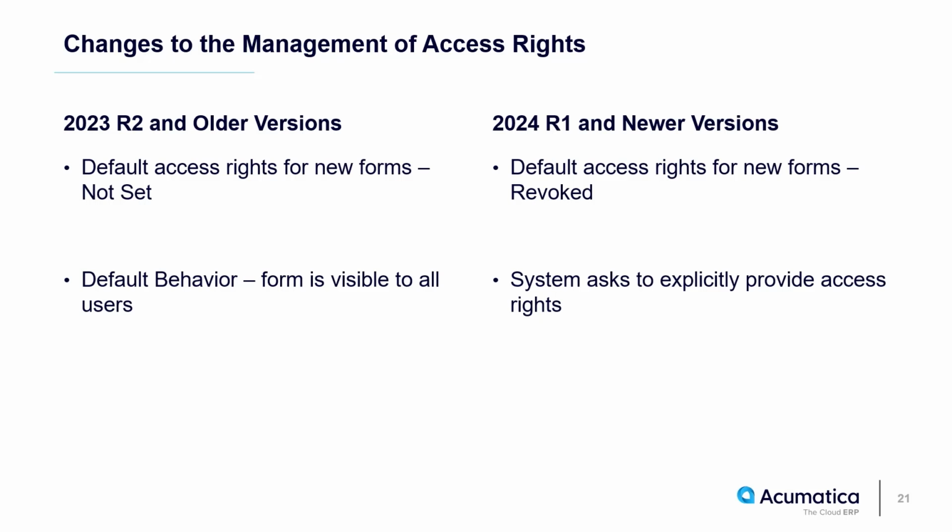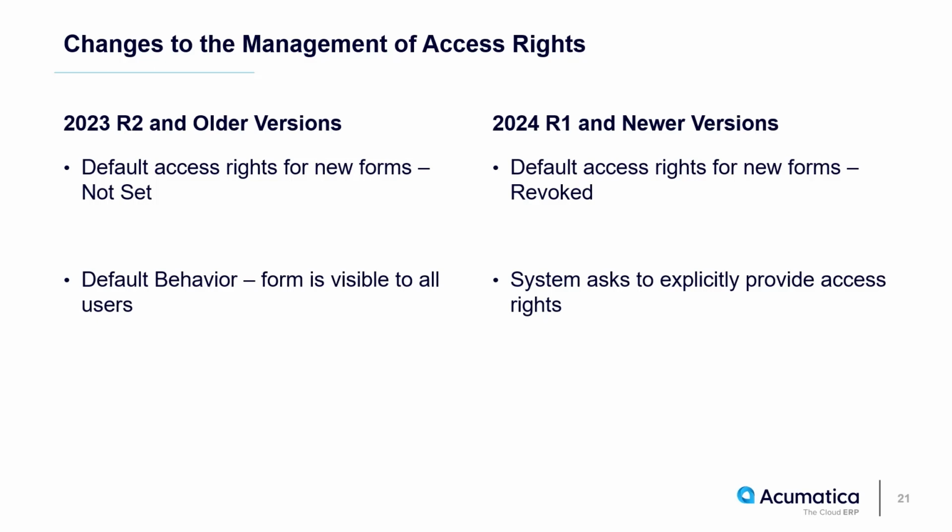Previously, in 23R2 and older versions of Acumatica ERP, when you create a new form, the default access rights set to this form are not set, which means that the form by default is visible to all the users. However, if you change one of the roles to have explicit access, then all the not set ones will be considered as revoked for the other roles.